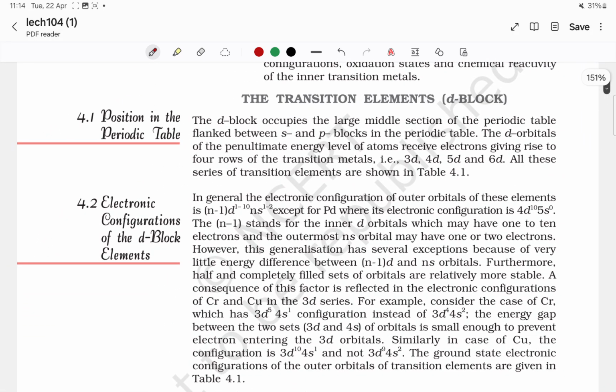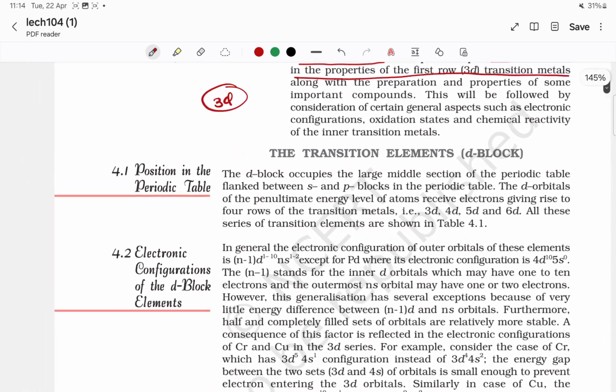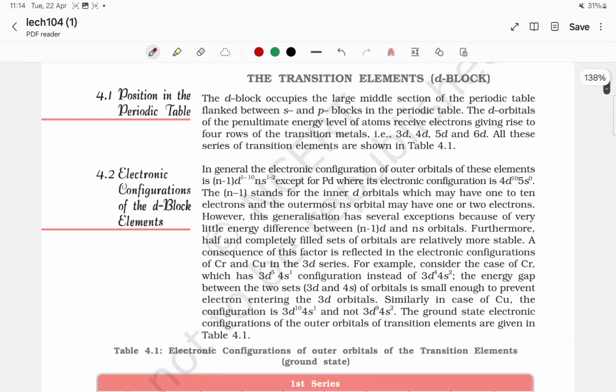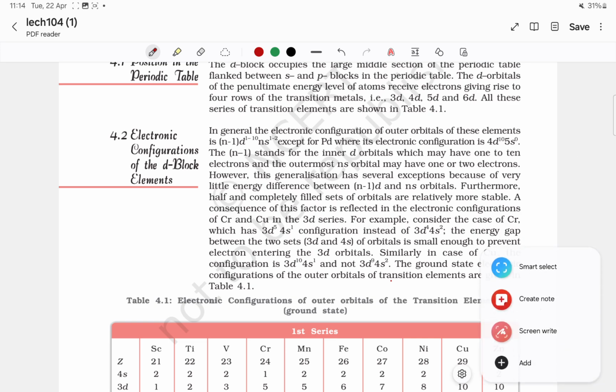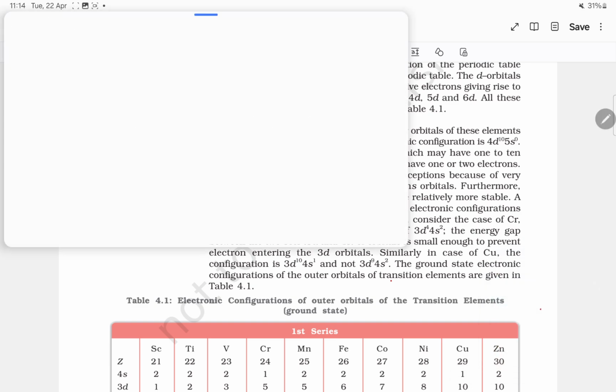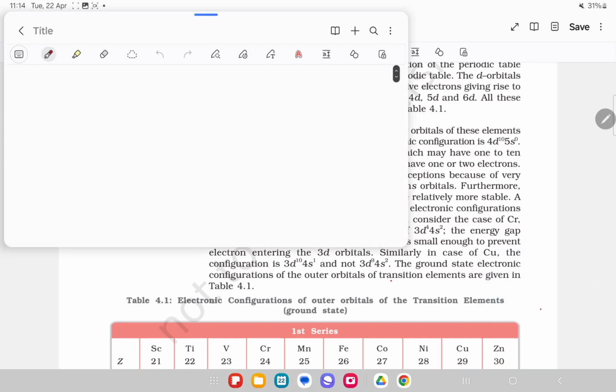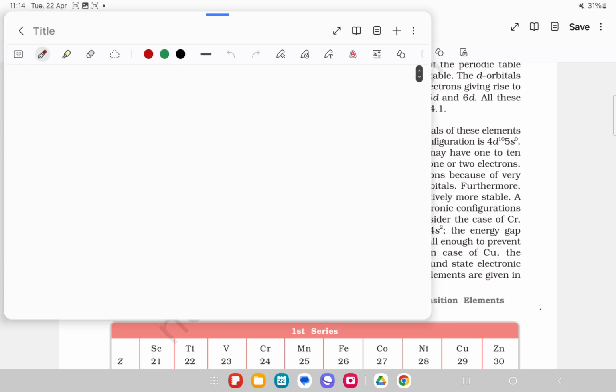Now, transition elements. Before going with this one, I will say how to learn the d block elements in general, which is very important. So we will go to a separate page here. Let me check how it is possible to take a separate page. Create note, okay.